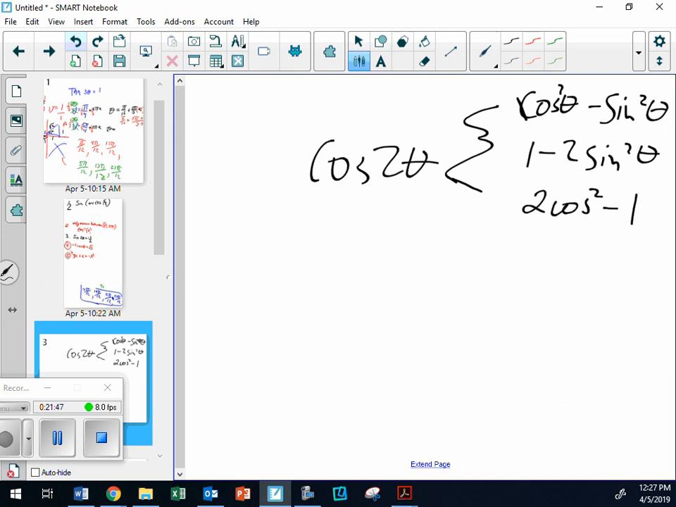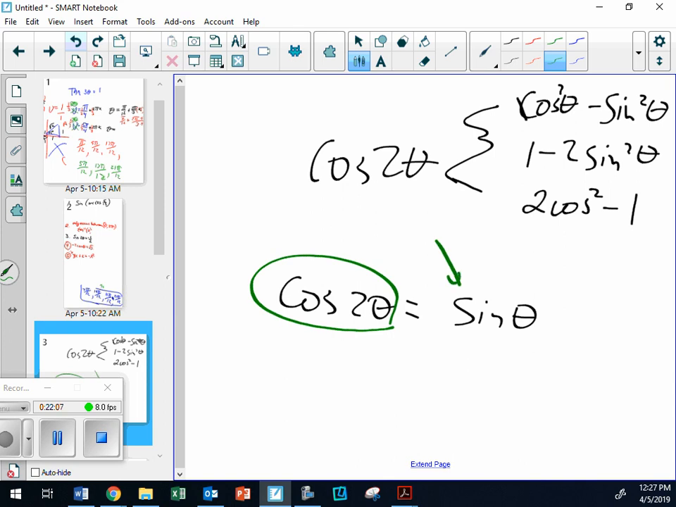Well, when do you use what? Here's the moral of the story. Typical question: you have cosine of 2 theta in a problem, and you have the sine of theta in the problem. If I have a choice of what to put in, I'd like to put in something that matches the sine and only has sine in it. That means the middle one. Why? Because now I've got it down to only one function, sine. And what's good about that?